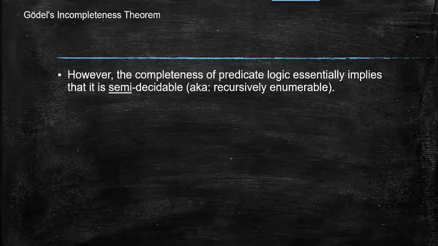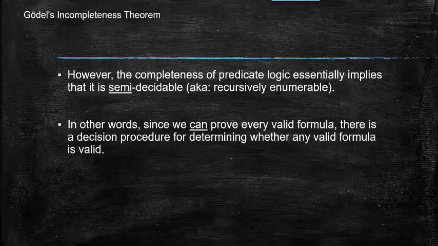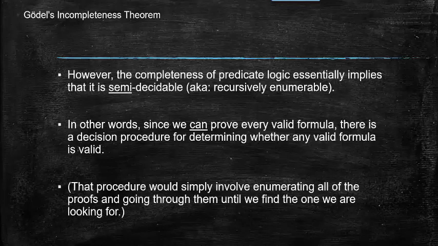However, the completeness of predicate logic essentially implies that it is semi-decidable, and sometimes called recursively enumerable. In other words, since we can prove every valid formula, there is a decision procedure for determining whether any valid formula is valid. Now that procedure would simply involve enumerating all of the proofs and going through them until we find the ones we're looking for.